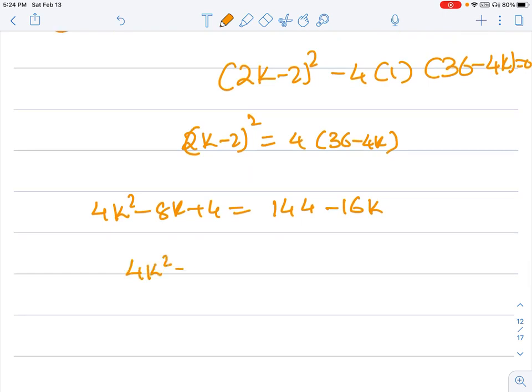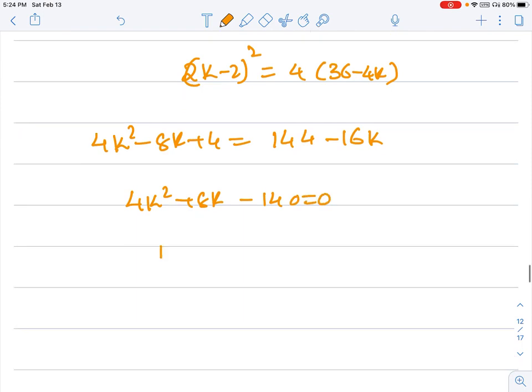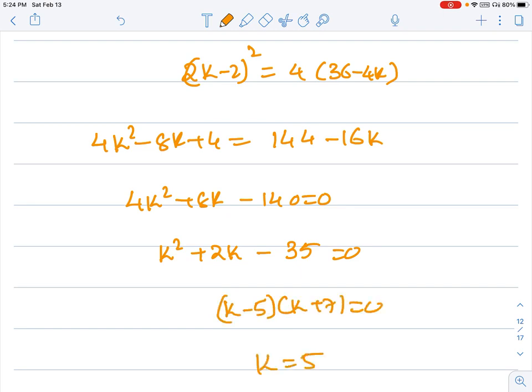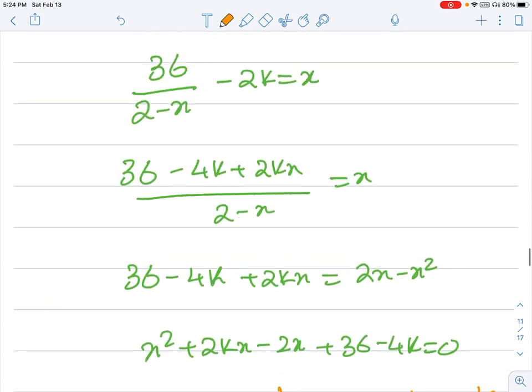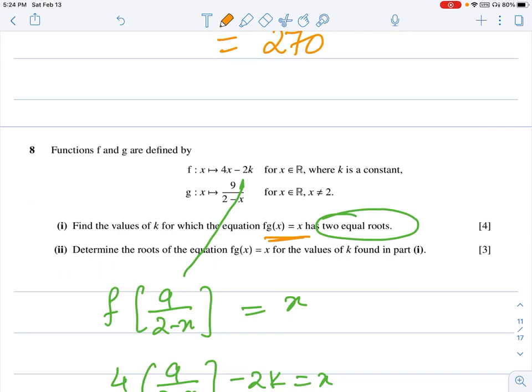So 4k squared plus 8k minus 140 is equal to 0. So k squared plus 2k minus 35 is equal to 0, so k minus 5 times k plus 7 is equal to 0. k is equal to 5 or k is equal to negative 7. Is he asking us the values of k? Yes, values of k. Now the second part: determine the roots of f of g of x is equal to x for the values of k found in part 1.